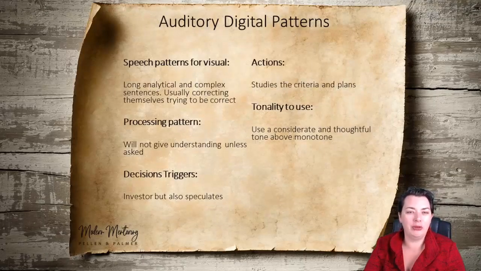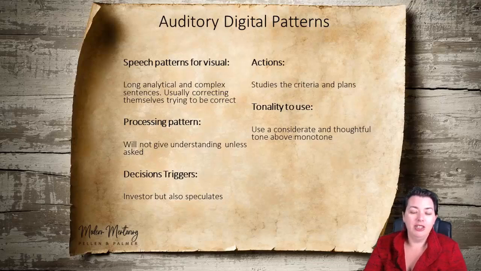When it comes to their speech patterns, auditory digital are usually long and analytical. They use complex sentences and a lot of big words, when you're just like, "Hang on, why didn't you just use this word? It means the same thing." They're usually also correcting themselves, trying to be correct. Their processing patterns won't give you any understanding unless you ask. So you're like, "Do you understand?" And they'll be like, "Yep." Unless you ask them, they won't give you clarification that they understand what's going on. They just assume that all the information is correct.